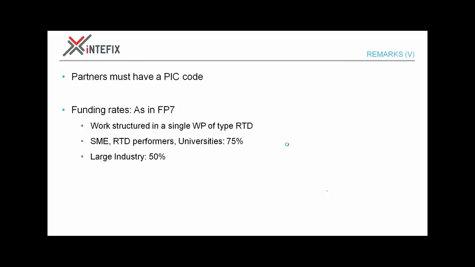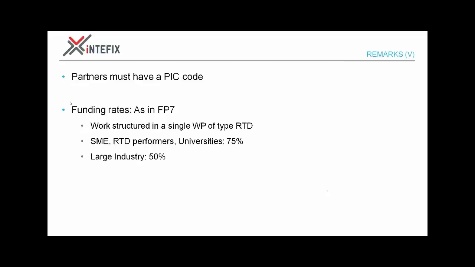It's important that you have a registration code for participation in the project. This is something you can do at any time. You can do it right now, and it's better if you have it done before presenting the proposal. But this is necessary by July 1st if you want to join the project.